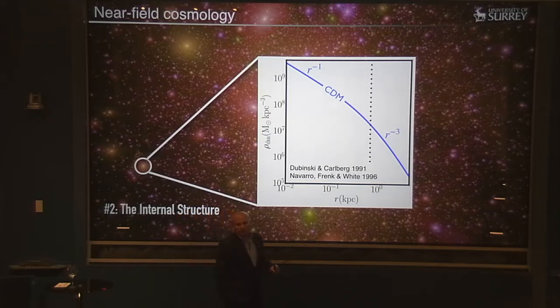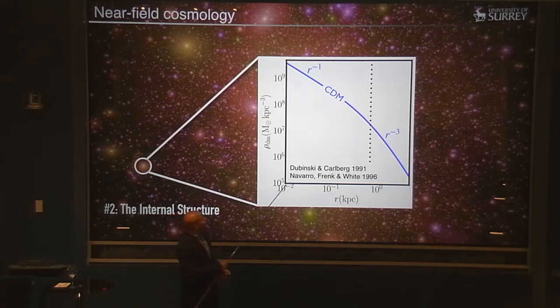What's the x-axis? This is the radius from the center of the galaxy. The units, sorry, I should have changed this to light years. This is kiloparsecs. If you multiply by 3, you get kilo light years, give or take. And this is getting bigger and bigger this way, and this is getting bigger and bigger this way, and the density is falling off very steeply this way. Okay?